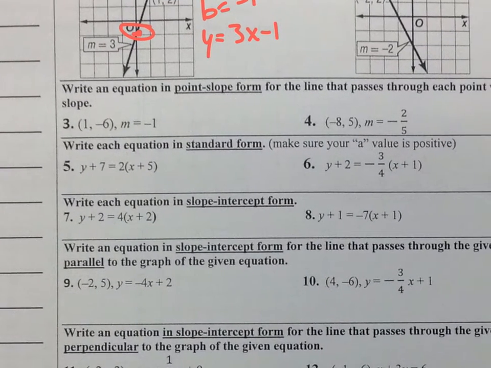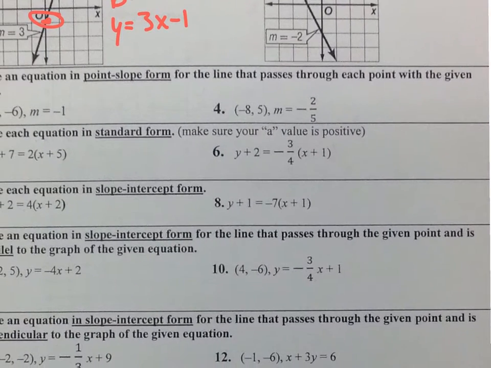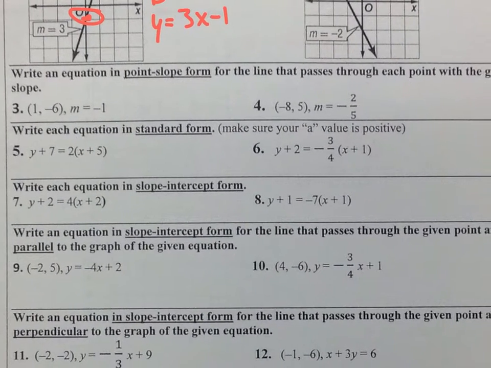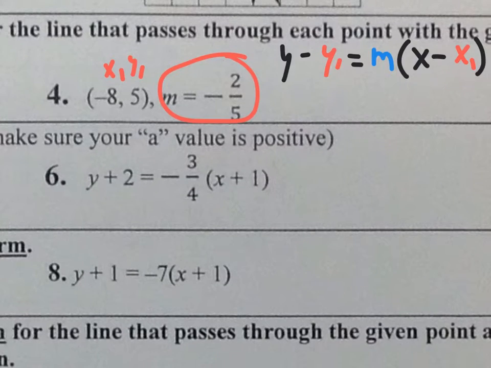Right here, 3 and 4. It says, write an equation in point-slope form of the line that passes through each point with the given slope, okay? So like, let's look at number 4 here. They give you a point, x1, y1. They give you a slope. There it is. So you could write it in point-slope form. So this is point-slope form. All you do is plug in your x1, y1 values.